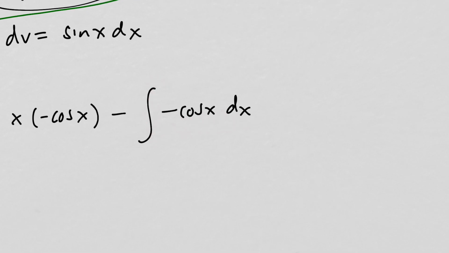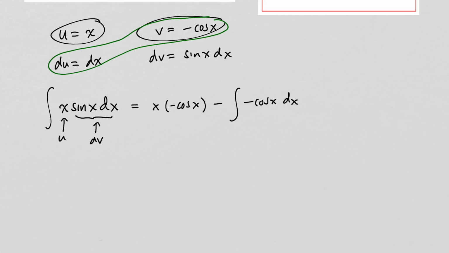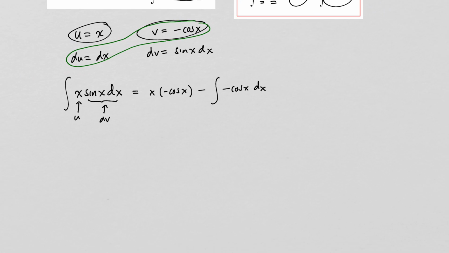This integral is just the integral of cosine, which we know how to do. So this is a definite improvement. All right, let's go ahead and simplify here. X times negative cosine of x is negative x cosine of x. The minus and the minus here becomes a plus. And then we have the integral of cosine.